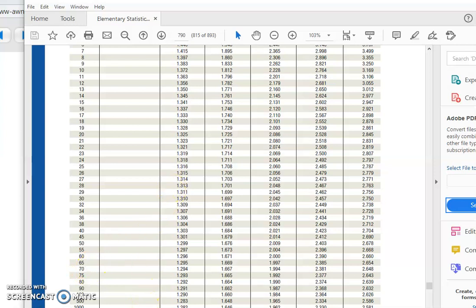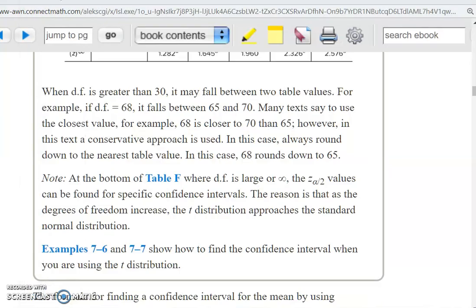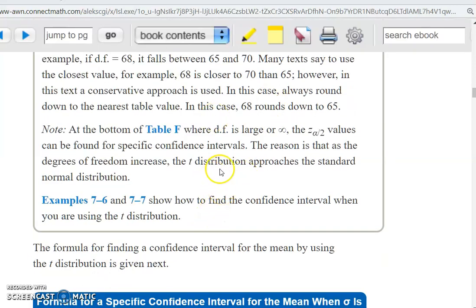So what do you do? There's got to be a rule for that. He says there's two approaches. Some texts say use the closest value. And this text, and our text, what we're going to do is round down to the nearest table value. So 68 rounds down to 65. Okay, so I'll let you read all that, but it's pretty simple.